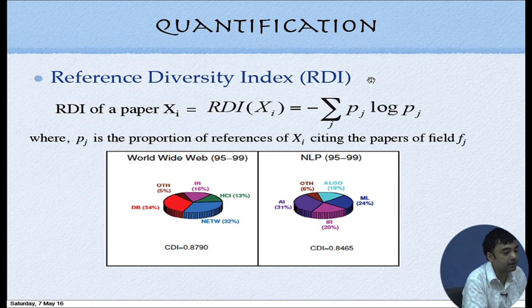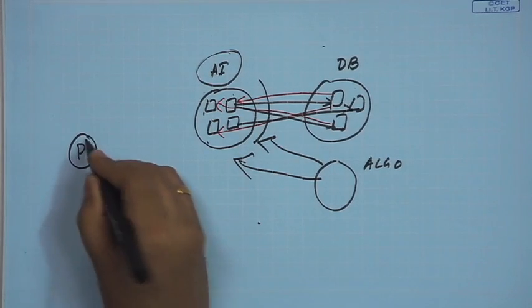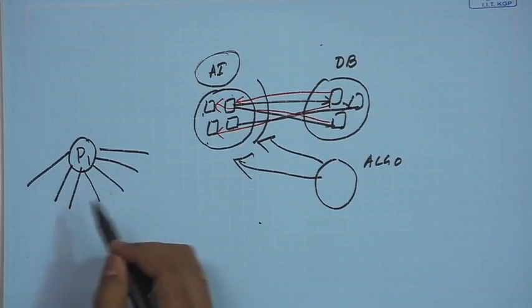In order to define the concept of interdisciplinarity, we will bring in certain metrics into the definition. The first metric that we will talk about is the reference diversity index or RDI. What you try to measure here is: take a paper from a particular field, and see what is the reference set of this paper, what are the other papers that this particular paper is referring to, and what is the fraction of references that is going to a particular field. Suppose there is a paper P1 and it has say 5-6 references like this.